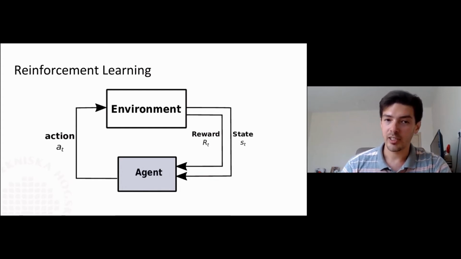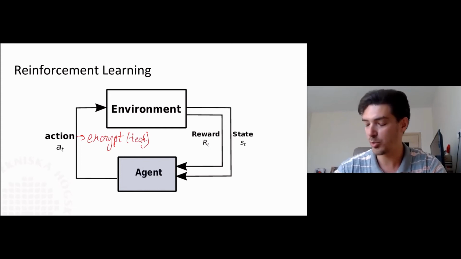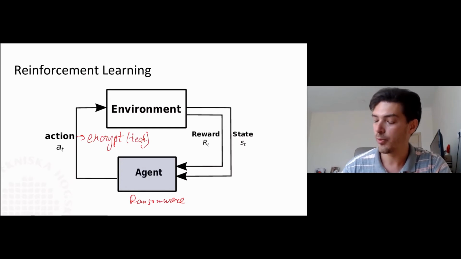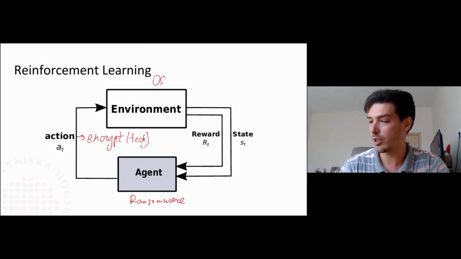An agent performs actions that affect the environment in some way. So in our case, our action is encryption. We encrypt using different techniques, so we choose the techniques that should be used in a particular iteration of encryption. Then our agent is the ransomware. It's a simulation of ransomware, and the environment is our operating system. So this is where we have our files to be encrypted.